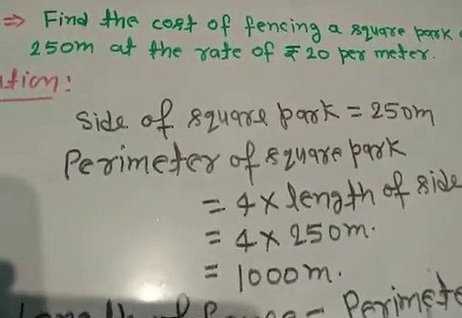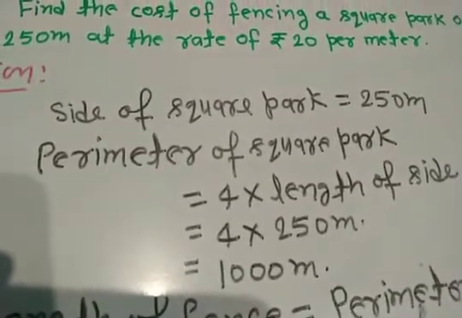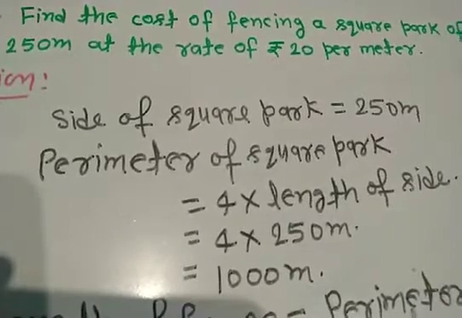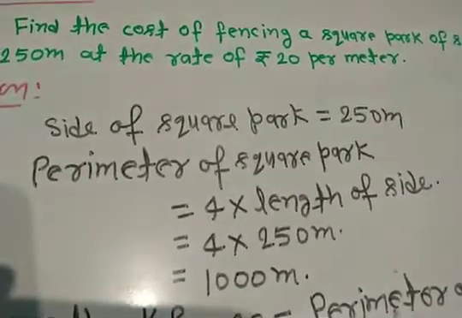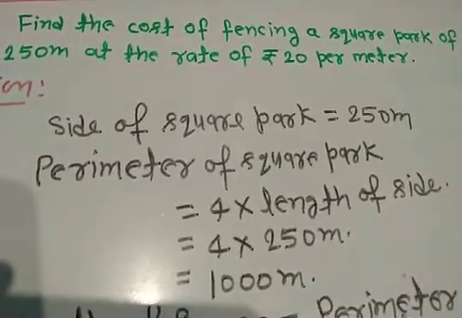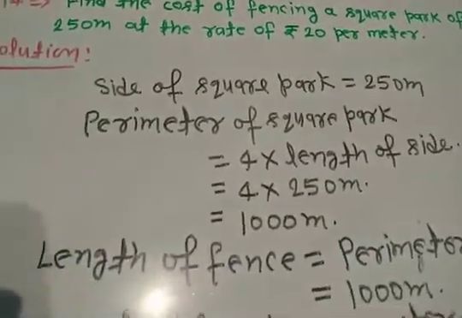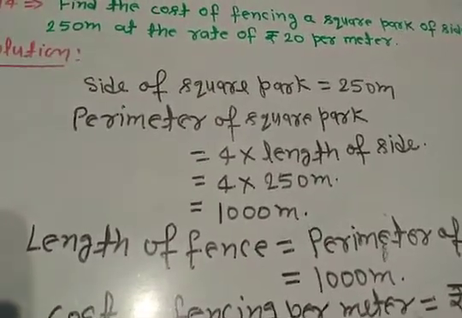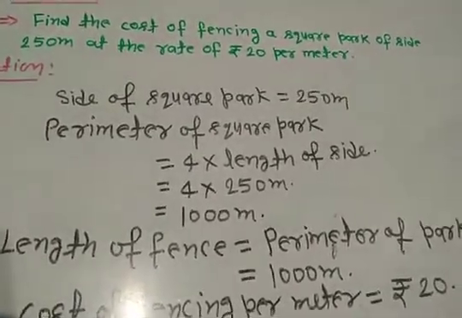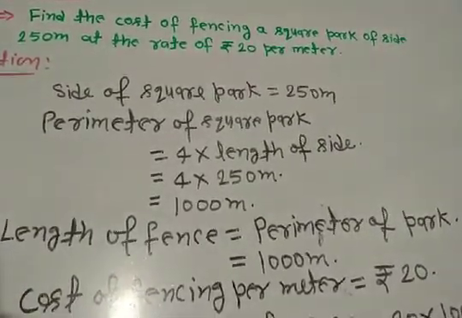So for this, first we find the perimeter of the square park. You can see here, the perimeter of a square park is 4 into the length of the side. Here the length of the side means the side of the square park, which is given as 250 meters. So in this way you find the perimeter of the square park is 1000 meters. This is a square park, and this is the length of the fence. The length of the fence is equal to the perimeter of the park.